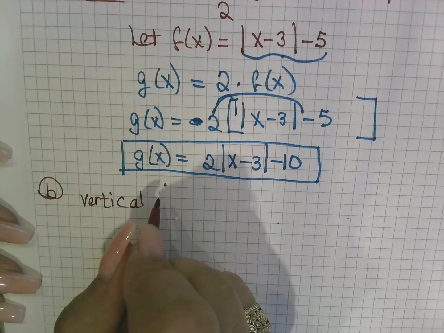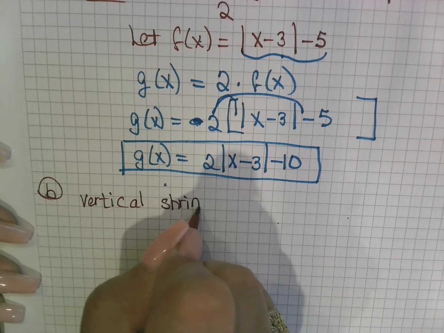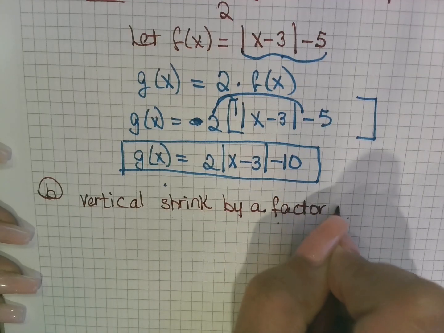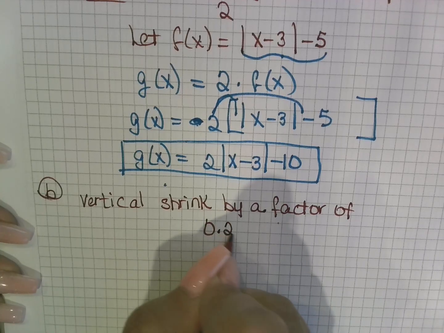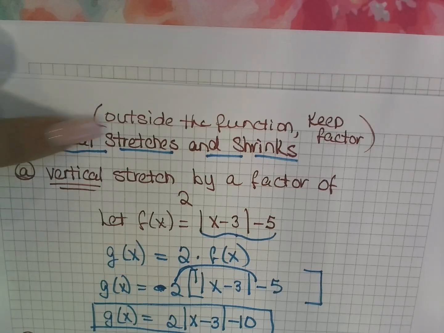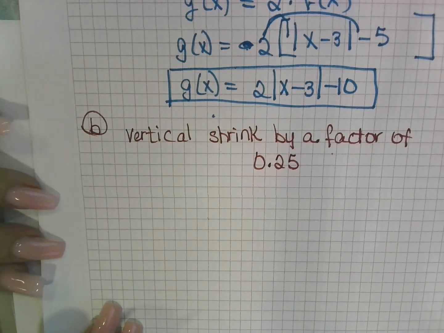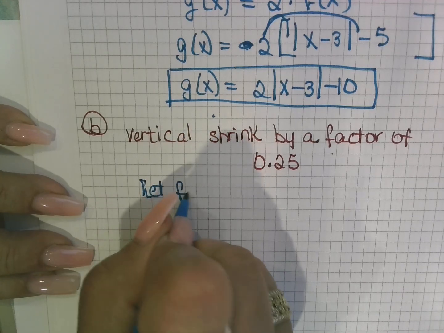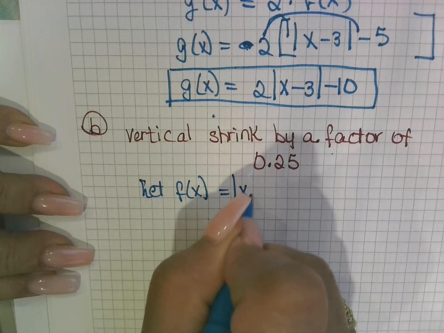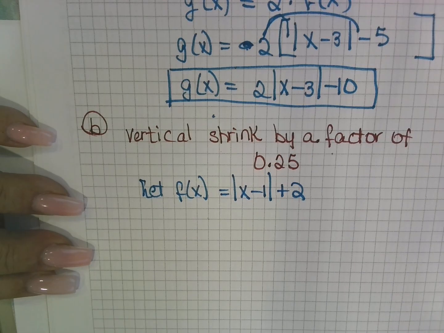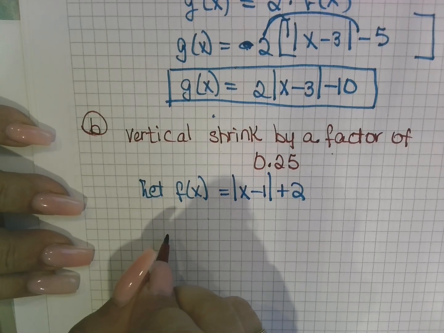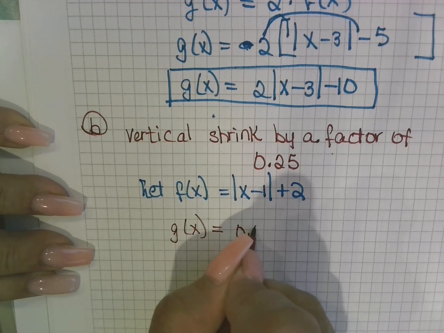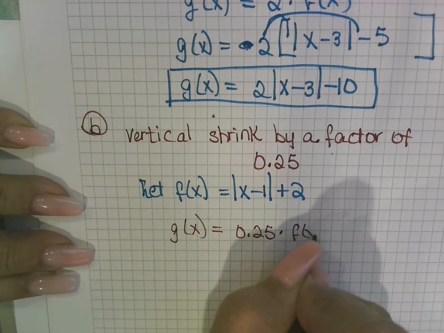Alright. Part B, a vertical shrink by a factor of 0.25. Now again, vertical stretches and shrinks occur outside the function, and we keep the factor that we see there. So let's say that f of x, this is the original, let f of x equal absolute value of x minus 1 plus 2, and we want to shrink it by a factor of 0.25. So that's going to be g of x equals 0.25 times f of x.